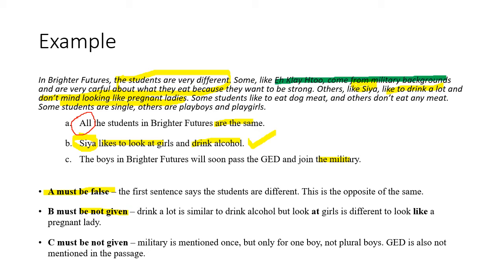Also, answer C, if you look at the subject, it says the boys, plural. And here, military is only about Ekletu. So, for two reasons, answer C must be not given. Military is mentioned, but only for one boy, and it's his background, not his future plan. And it's only for one boy, not all of the boys.